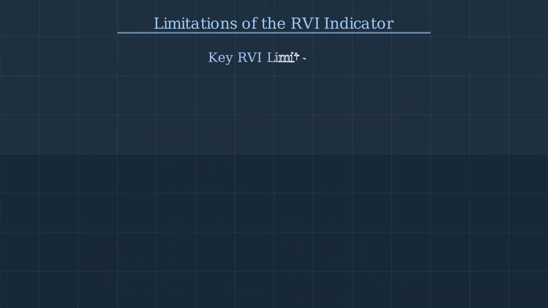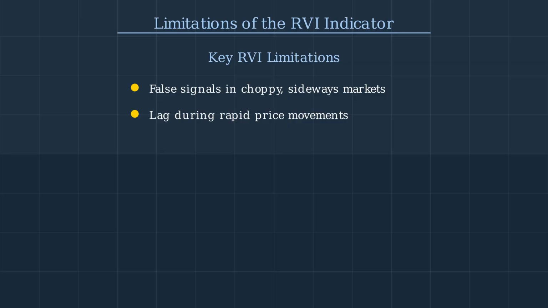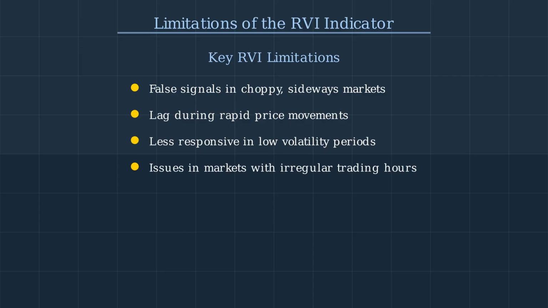Let's summarize the key limitations of the RVI indicator. First, it can generate false signals in choppy sideways markets. Second, the indicator may lag during rapid price movements. Third, during low volatility periods, the RVI becomes less responsive as the high-low range decreases. Finally, be cautious when using RVI in markets with irregular trading hours or low liquidity. As a best practice, always use the RVI indicator alongside other technical tools for confirmation, rather than relying on it in isolation.